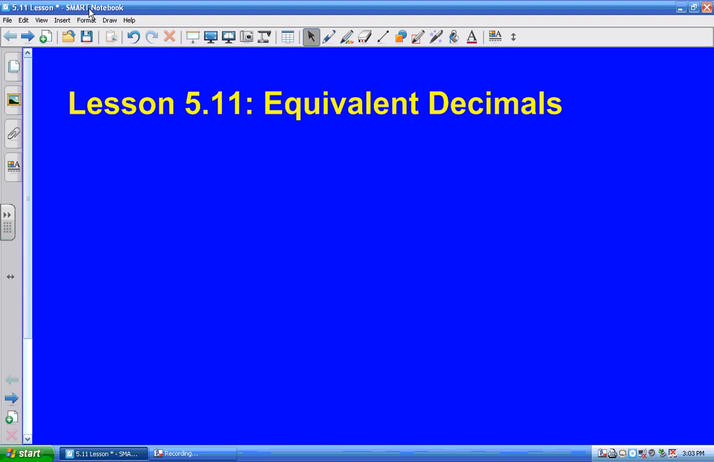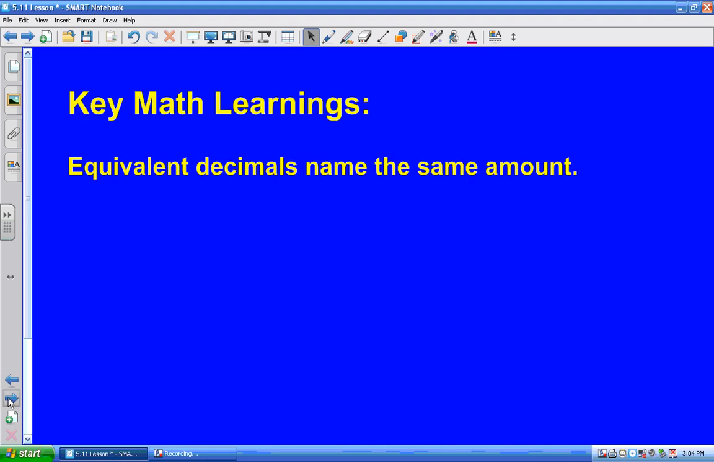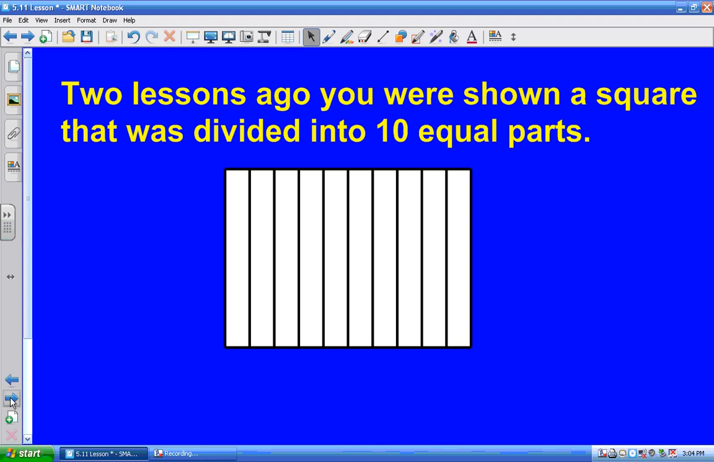Our next lesson is called 5.11. It's called equivalent decimals. Just to give you a little bit of a heads up, equivalent comes from the word equal, E-Q-U-A. You can see the beginning E-Q-U is part of equivalent, it's equal also. So our key math learning is that equivalent decimals name the same amount. And that's the only thing you have to learn from this lesson. The equivalent decimals are the same amount.